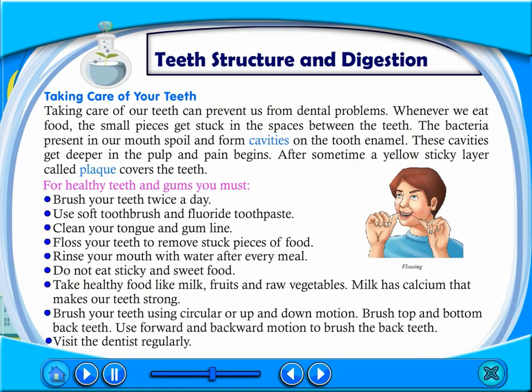For healthy teeth and gums, you must brush your teeth twice a day. Use a soft brush and fluoride toothpaste. Clean your tongue and gum line. Floss your teeth to remove stuck pieces of food. Rinse your mouth with water after every meal. Do not eat sticky and sweet food. Take healthy food like milk, fruits and raw vegetables. Milk has calcium that makes our teeth strong.